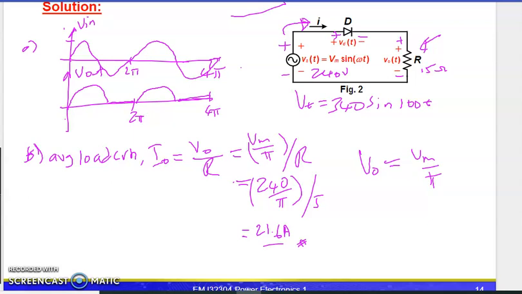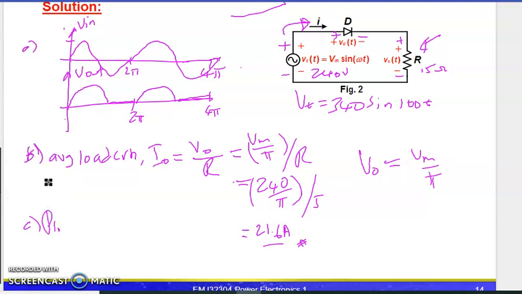Average load current. So a 5 ohm load delivered by a 240 volt source through a diode uncontrolled rectifier, we shall have 21.6 amp of load current. Then we need to calculate what else? The average, sorry, the absorbed power of the load.